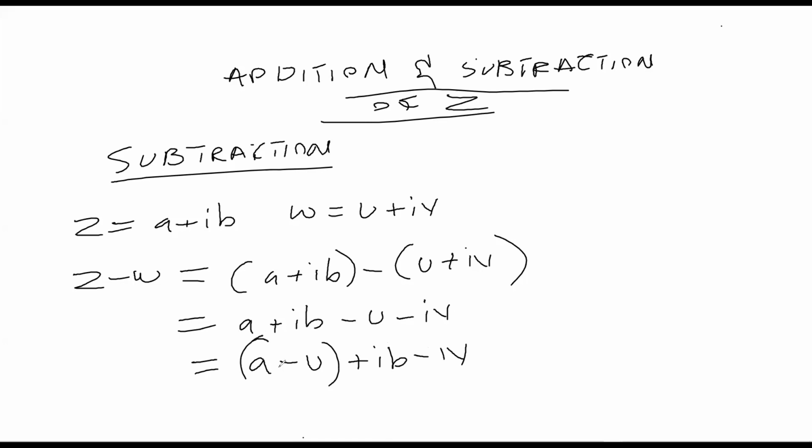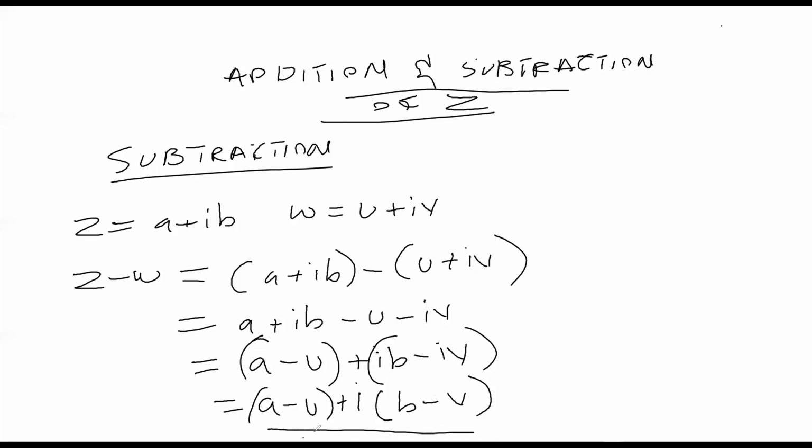So we're going to have a situation like this. Then we factor out the i. When we factor out the i, we're going to have A minus U, then plus i times (B minus V). I find this much easier. To understand what I've just shown you, we're going to have an actual example where we use actual complex numbers to help us understand.